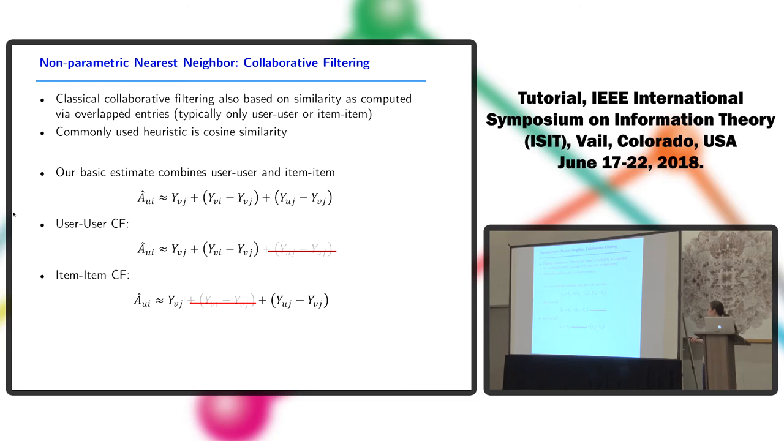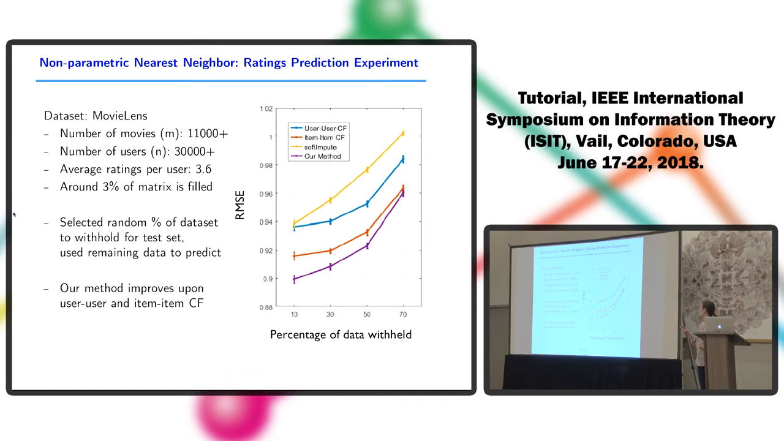Something interesting about our basic estimate, recall it looked like this, where we had the difference between the rows and the difference between the columns. So it combines the user-user and item-item, the row differences and the column differences, as opposed to only using one or the other. So not surprisingly, when we applied it to the MovieLens data set to predict ratings, we saw that our algorithm improves upon just using user-user or item-item collaborative filtering.